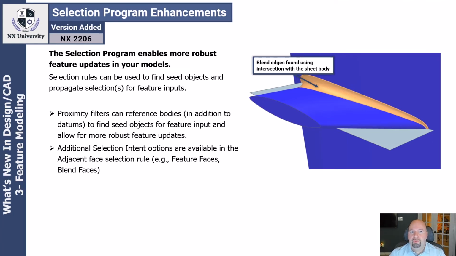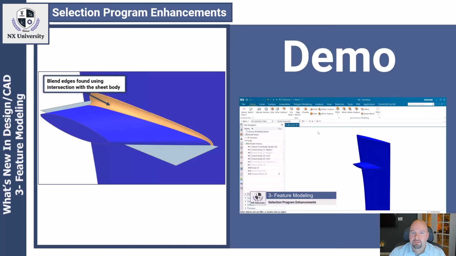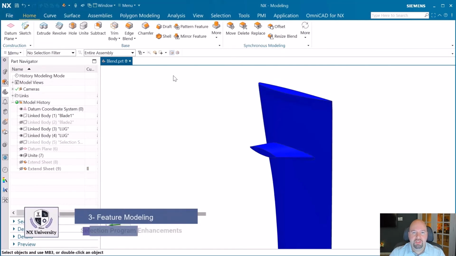The proximity filters can reference bodies in addition to datums to find seed objects for feature input and allow for more robust feature updates. Additional selection intent options are available in the adjacent face selection rules, for example, feature faces or blend faces. So jumping into a demonstration of the enhancements here with your selection program.